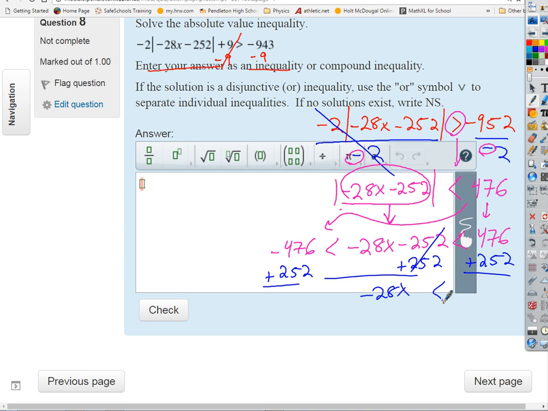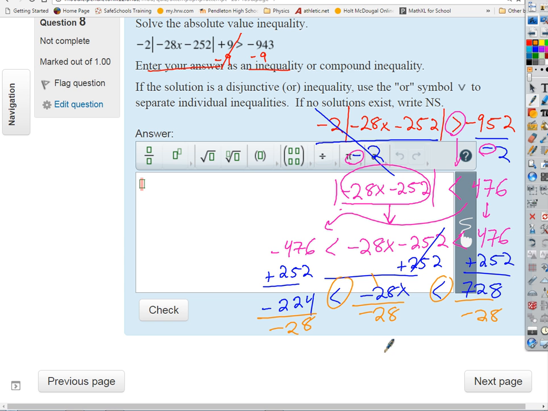On the right side, what are we going to get? That's going to give us 728. And on the left side, we're going to get negative 224. So now all we've got to do is divide each side, last step, by negative 28. Remember, dividing by a negative means that we've got to flip the directions of the inequalities.